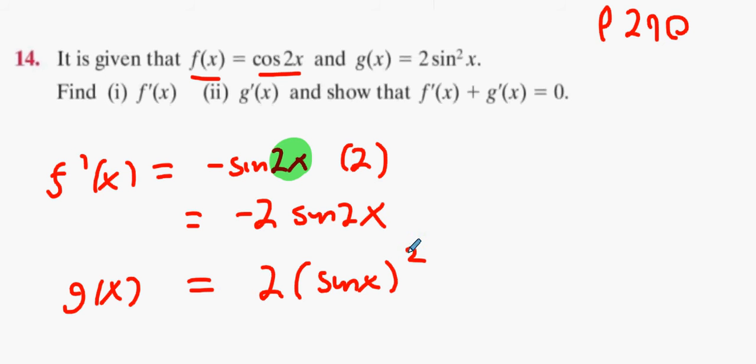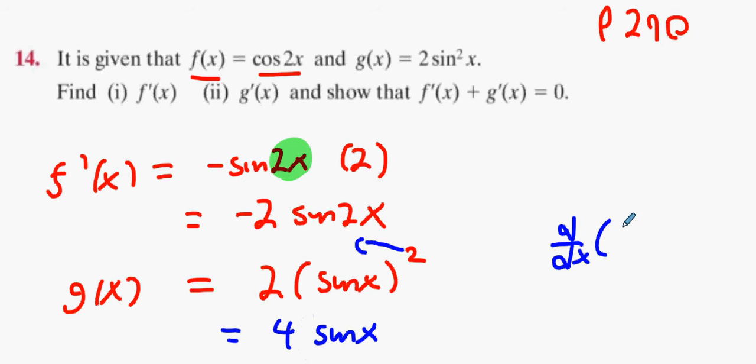What do you do with the 2? And multiply it by what you get. And then what do you do to the power? Take 1 away from it. So it's sine x to the power of, or simply sine x, exactly, okay? Now you've got to differentiate the sine x part. I want to see you differentiate sine x.